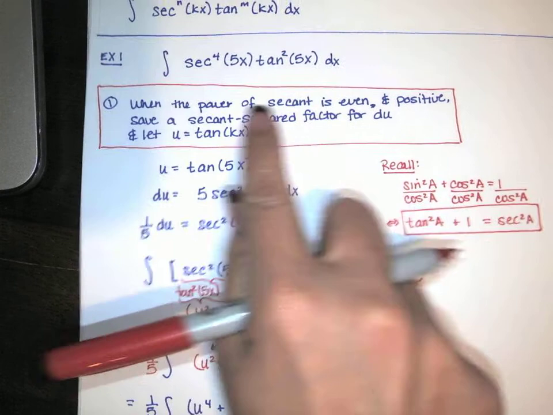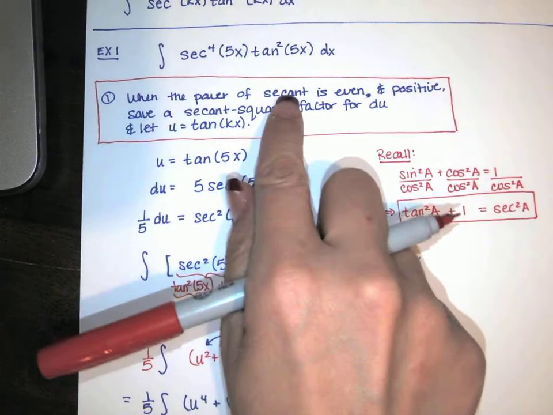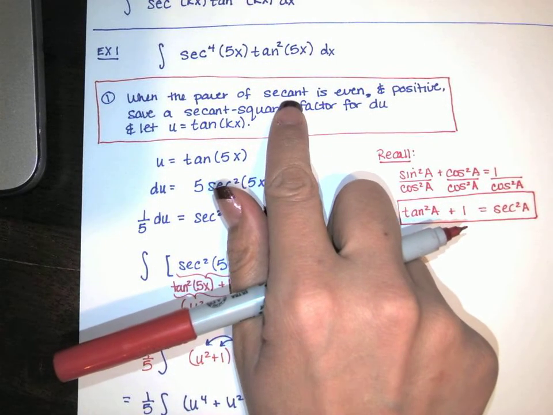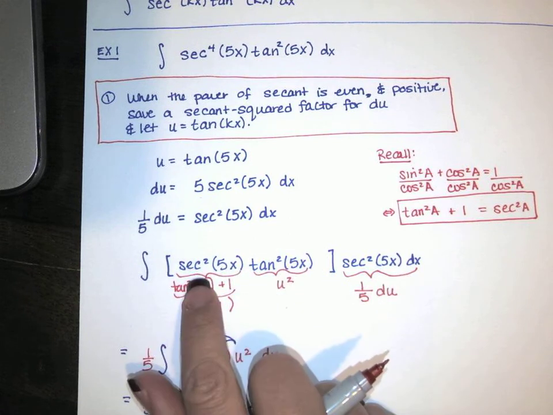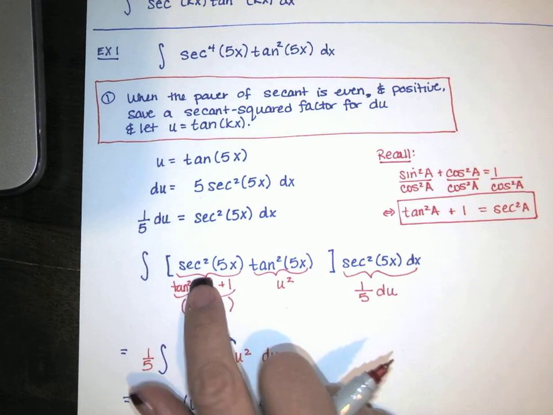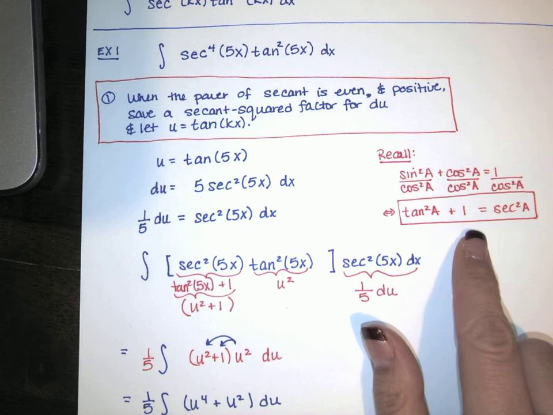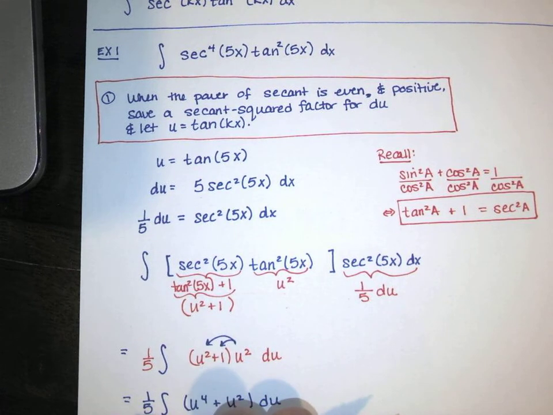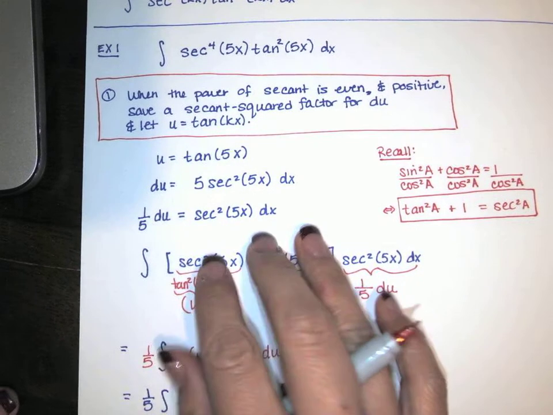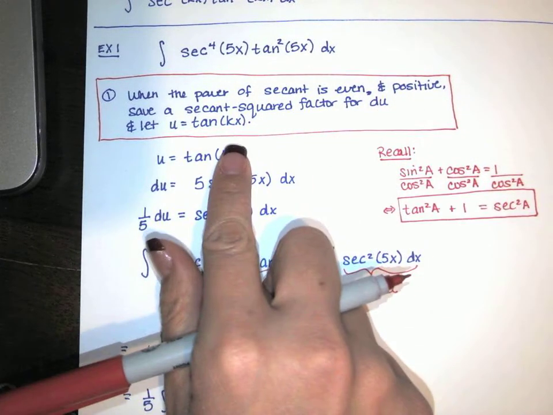So this Pythagorean identity is going to come in handy a lot as we're solving these problems. And the reason this rule works the way it does is because if the power of secant is even and positive, if I take away a secant squared, the power of secant that's left is also even and positive, and so I'll be able to use this sometimes repeatedly in order to write the secant squared factors that are remaining entirely in terms of u. And so keep that in mind. The power of secant is even and positive. You're going to do this.